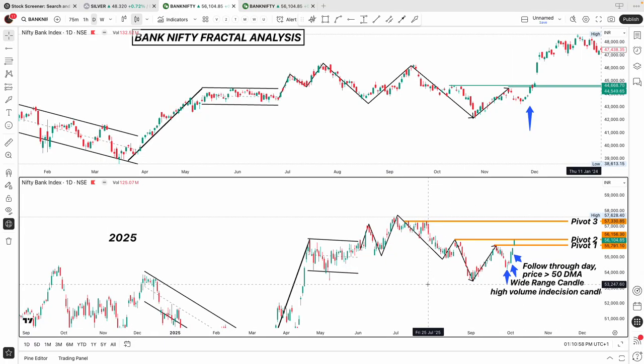In the meantime, if you are analyzing any fractals in your charts, this occurs very commonly in stocks as well as currencies. Do let me know.